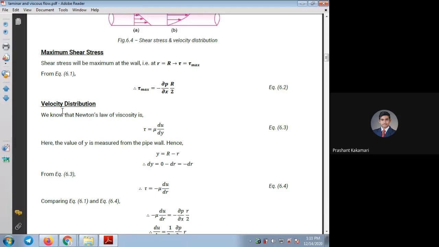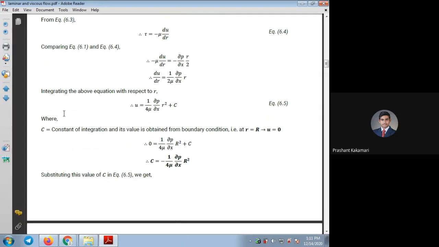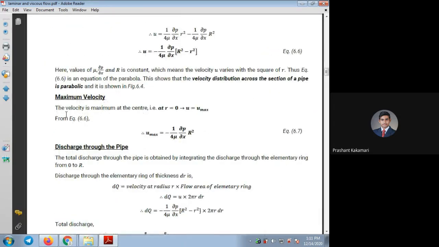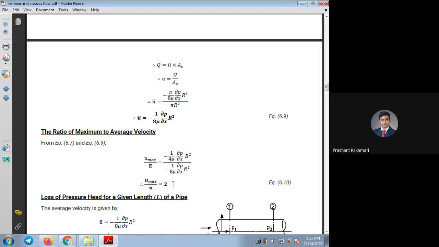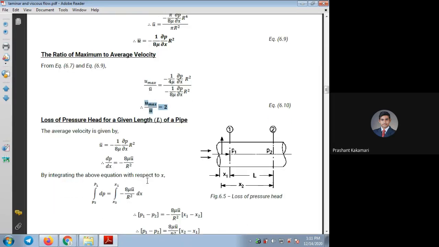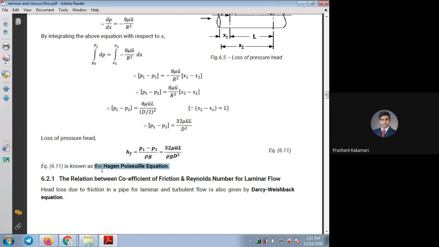So there are three velocities. One is the normal velocity u, the maximum velocity at the center, and the average velocity. And to find the magnitude, we also saw that the ratio of maximum velocity to the average velocity is 2. Then using all these velocity terms and the pressure difference term in the given equation itself, we use the average velocity equation and derive the Hagen-Poiseuille equation, which is nothing but the head loss due to pressure readings.